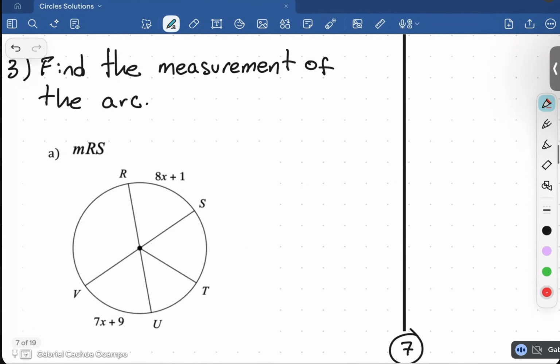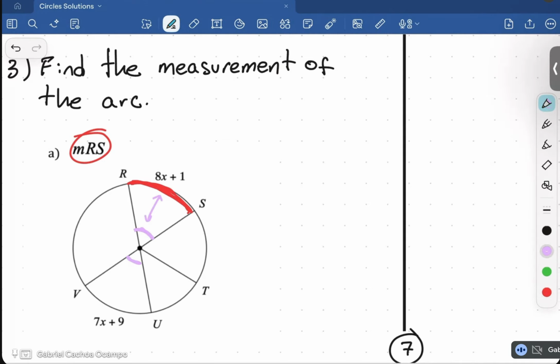Find the measurement of the arc. So I need to find the measurement of arc RS. O sea, I need to find the measurement of this piece. How do I find the measurement of that piece? Well, I know that that piece corresponds to the same as this angle, no? This and this are the same. These two things are the same because that is how we define arcs, no? By central angles.